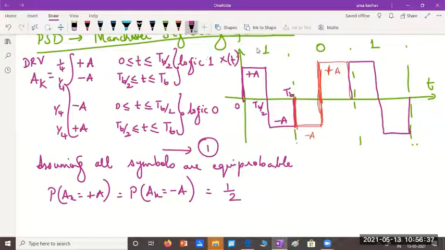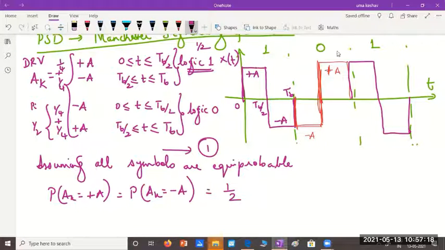If I consider getting logic 1 with probability half, then the probability of occurrence of plus A will be 1 by 4 and minus A 1 by 4. Or in general, if I remember for every symbol, I should have plus A minus A. So if I have to take all this, I should add these 1 by 4 plus 1 by 4, which will result in half here. Again, this 1 by 4 plus 1 by 4, which will result in probability half. That's how I get this.